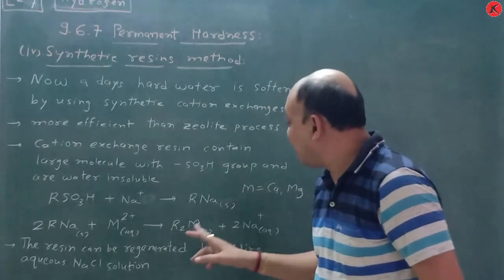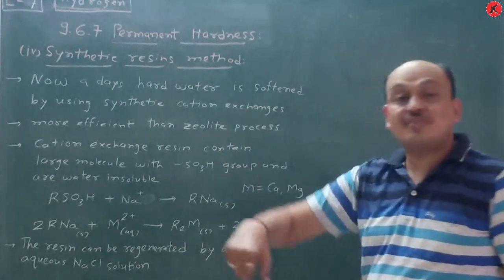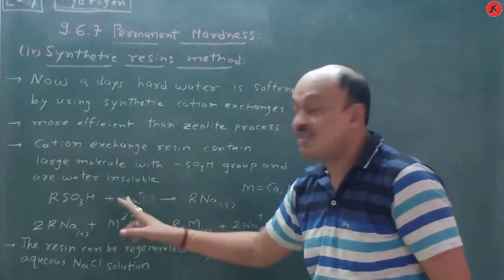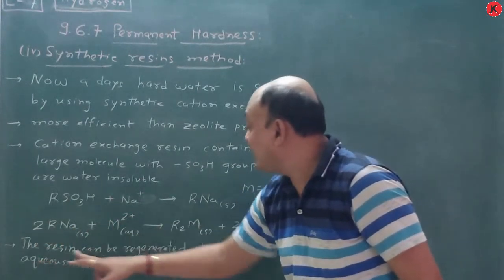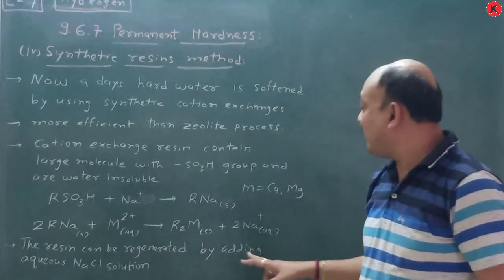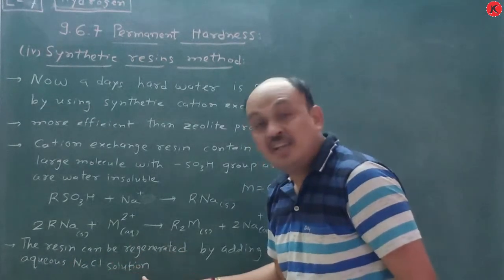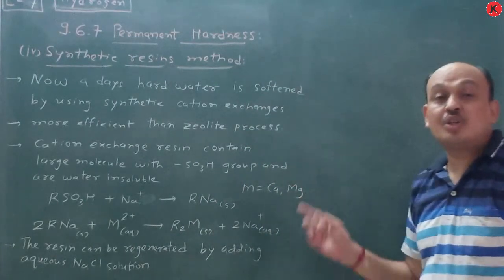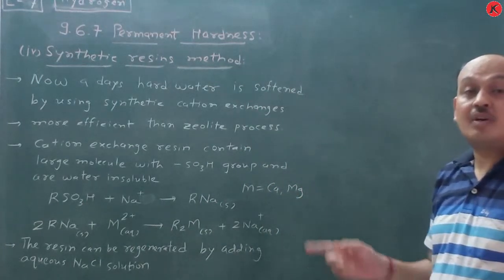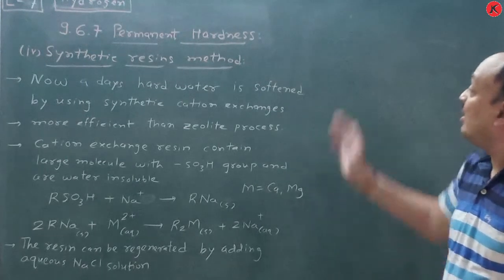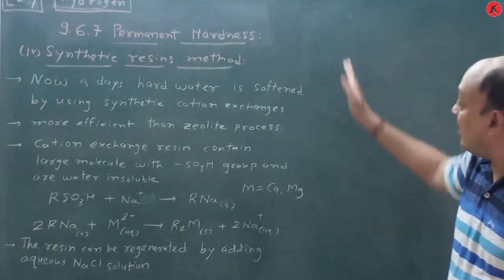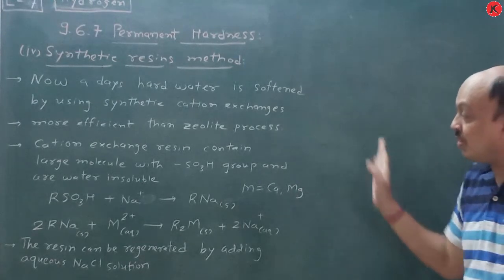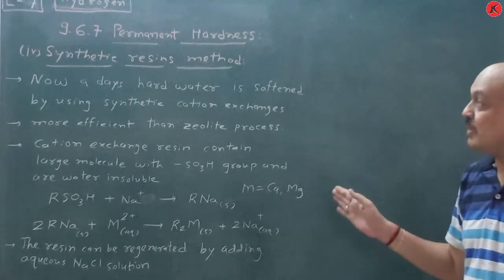This R2M again reacts with NaCl and produces 2RNA, which again reacts with M+2. That's why the resin can be regenerated by adding aqueous NaCl solution. So this is all about the synthetic resins method. Now we switch to the demineralized or deionized method. This is very important, so write it down, and take your flow chart accordingly.